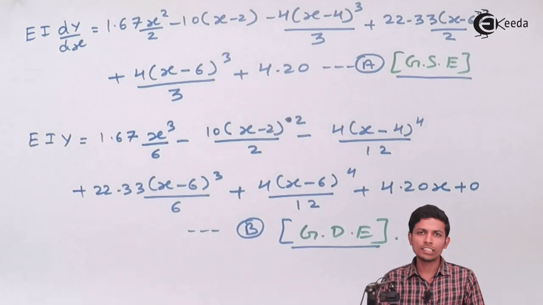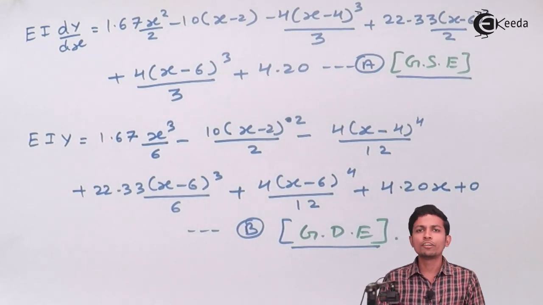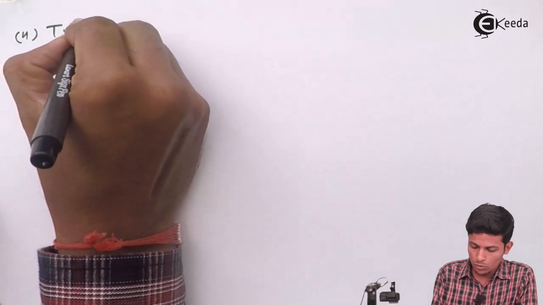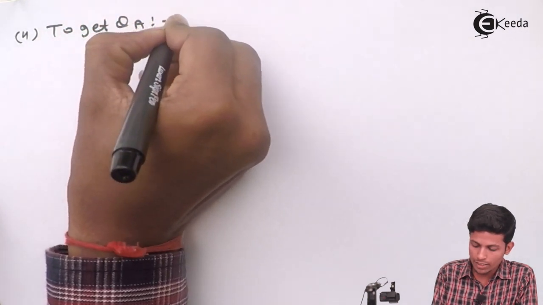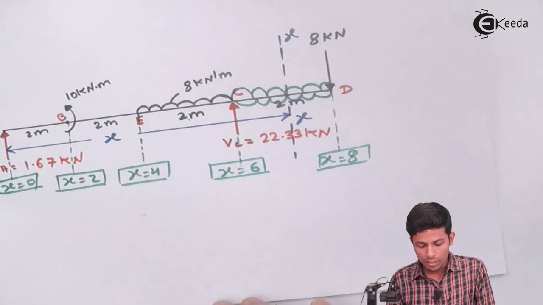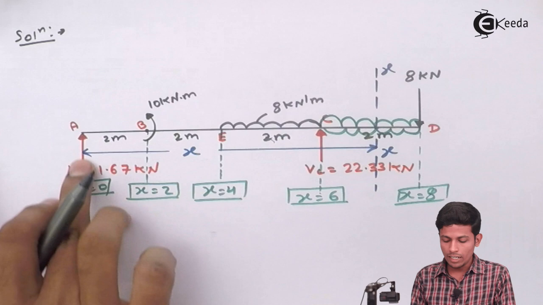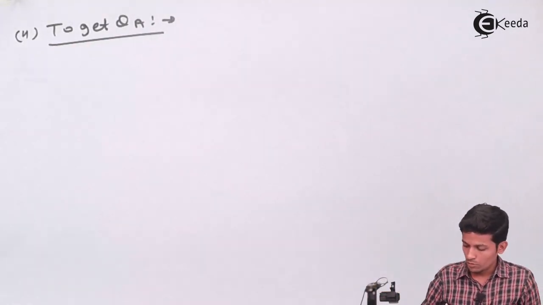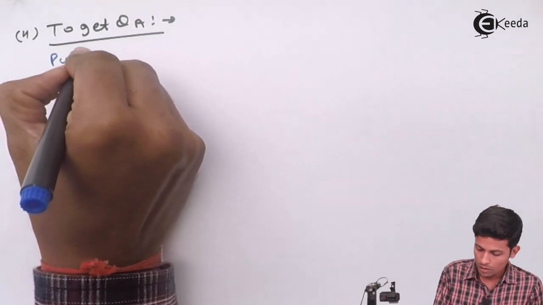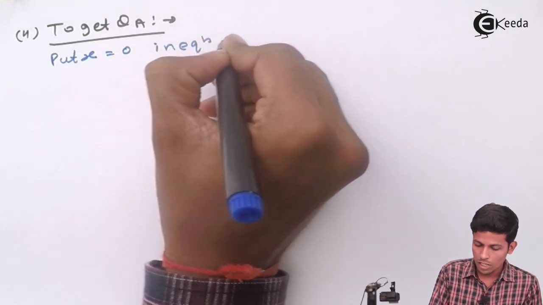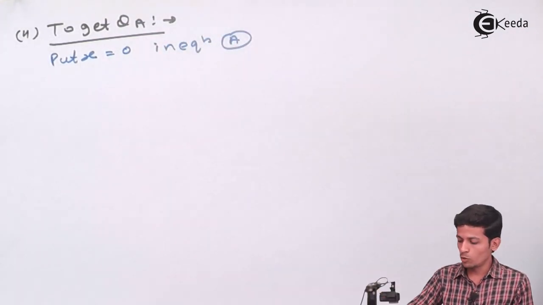After that, as you all know, it's a very simple sum now. Simply put the value of x over there. Now what we are asking in the question, the fourth step, is to get theta A, the slope at A. Slope at A means we have to put the value of x. At A, the x value will be 0. So put x is equal to 0 in equation A, the general slope equation.